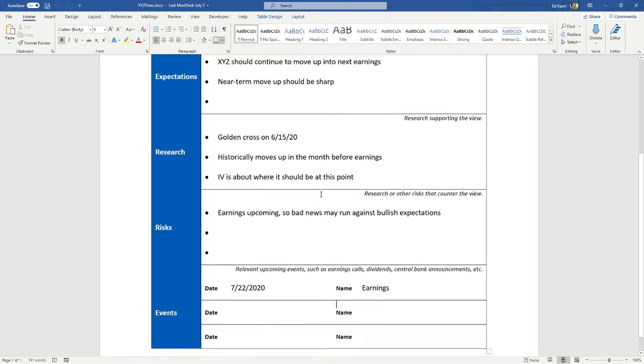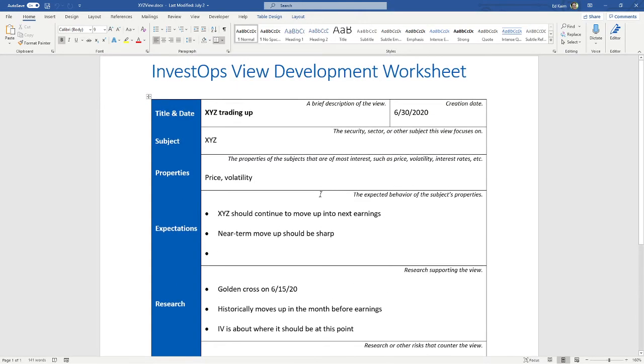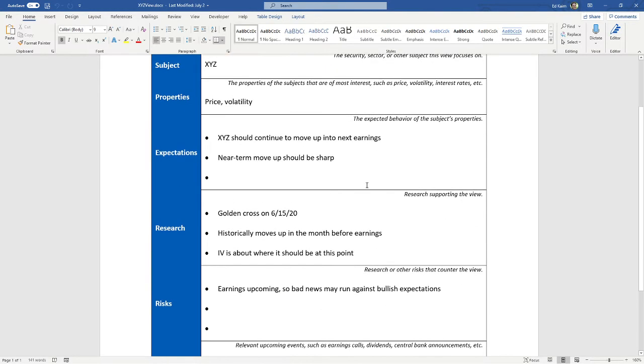Now you'll notice here there's nothing about how to trade this. This doesn't talk about buying stock, calls, selling puts, any of that stuff. It simply sets up the view, because later on it's going to be important to go in and actually use that in the next stage.